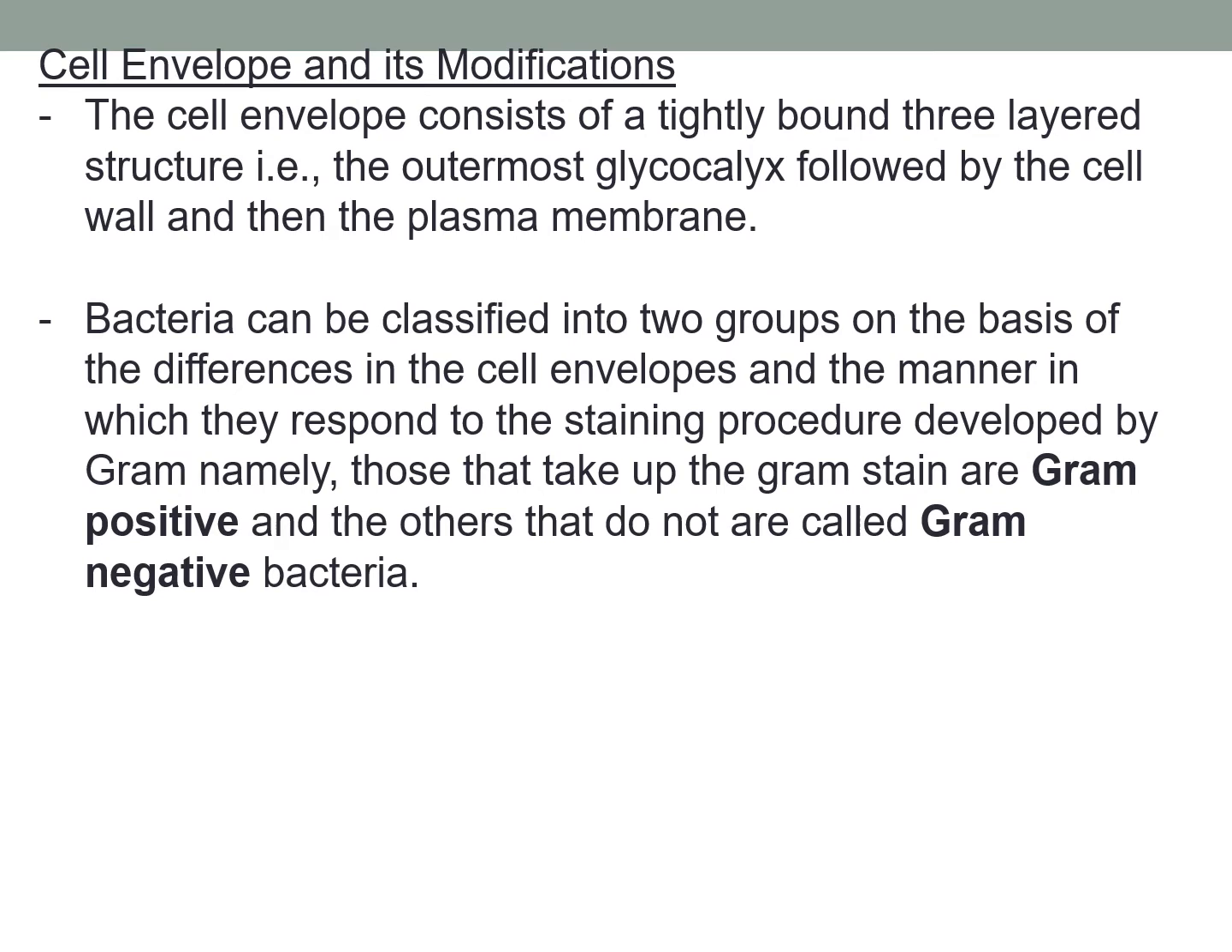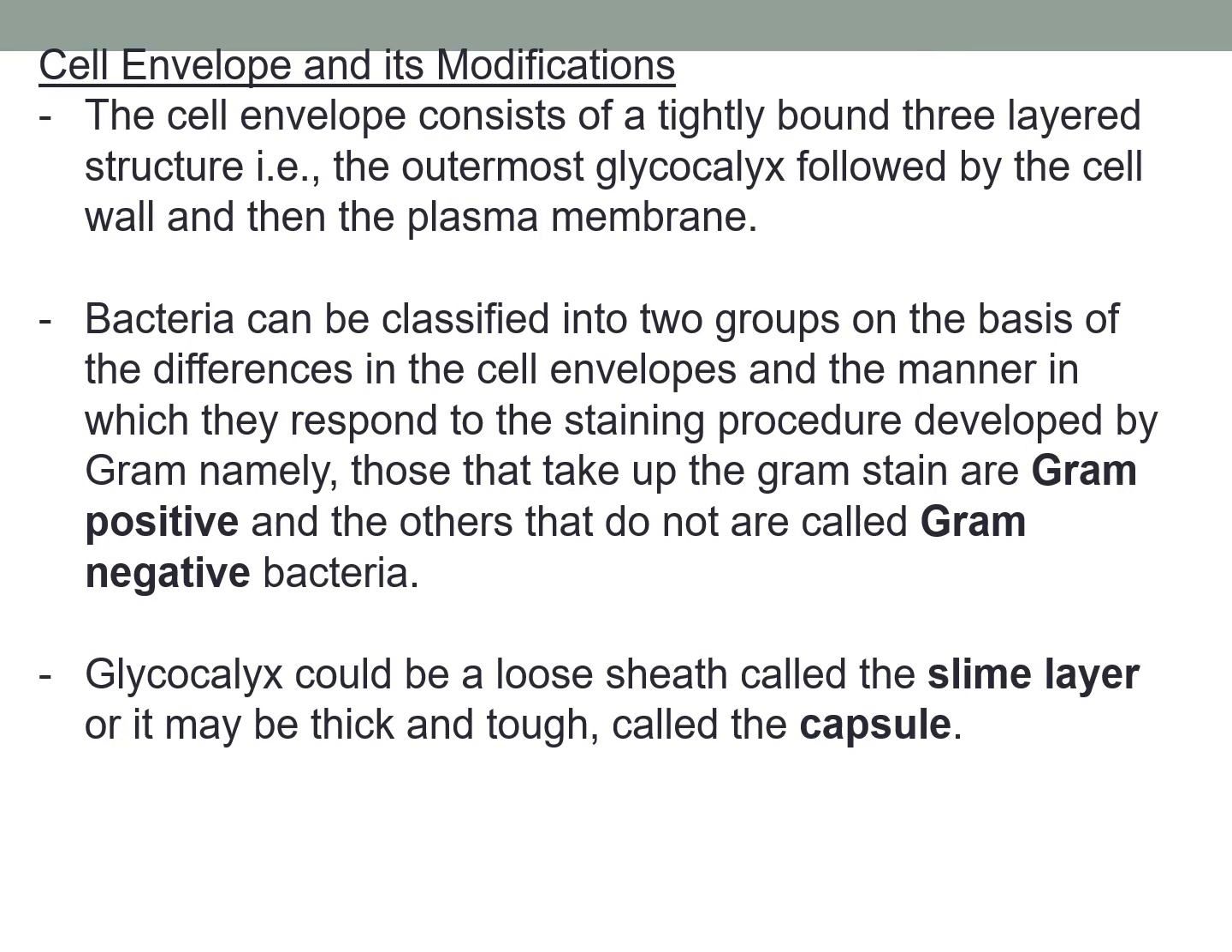Bacteria can be classified into two groups on the basis of the differences in the cell envelope and the manner in which they respond to the staining procedure developed by Gram. Namely, those that take up the Gram stain are Gram positive and others that do not are called Gram negative bacteria. So depending upon the Gram stain the bacteria take, they are called Gram positive and Gram negative bacteria.